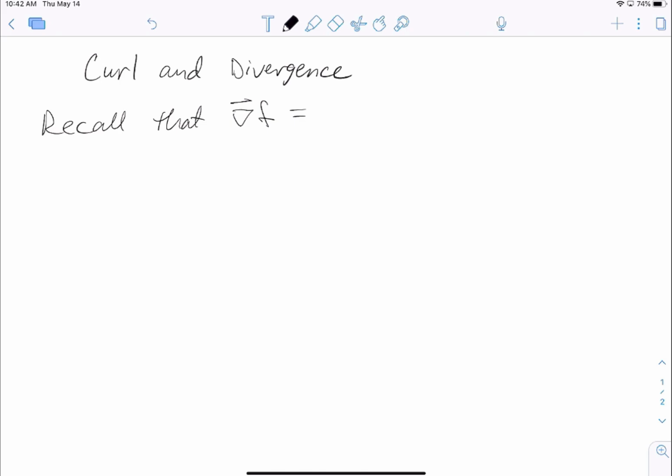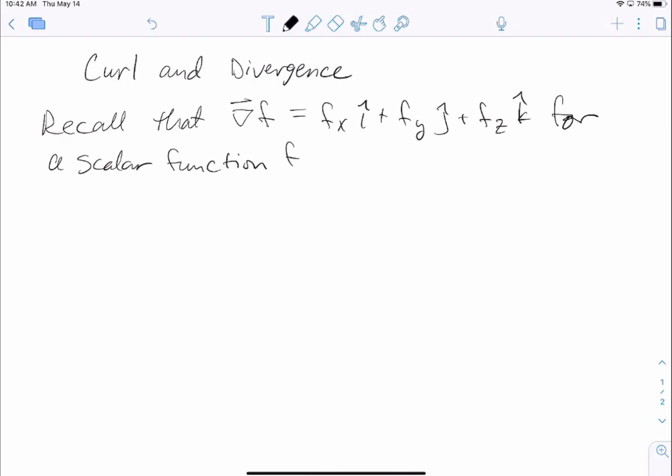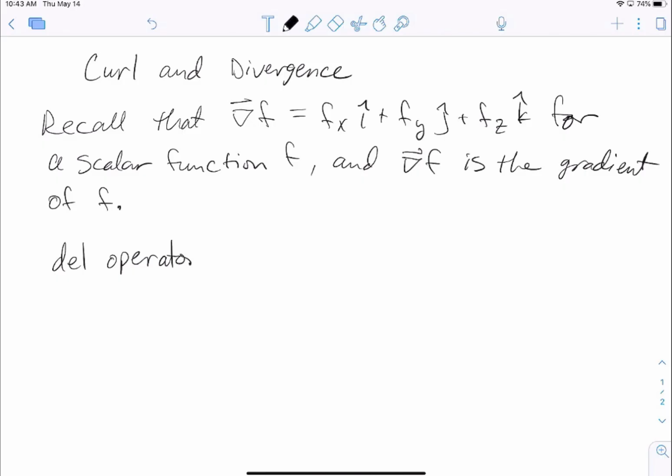Recall that del f is the partial of f with respect to x i plus the partial of f with respect to y j plus the partial of f with respect to z k for a scalar function f, and that del f is the gradient of f. Here we're going to see a different way to use the del operator. The del operator is that upside down triangle with a vector on top, so the del of del f.